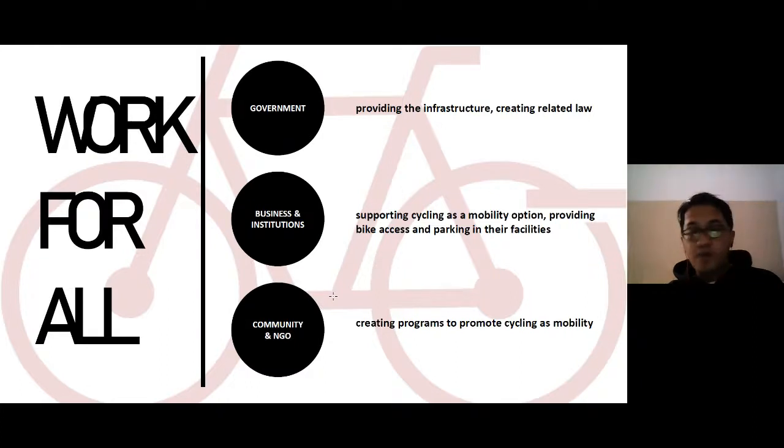Well, it's work for all. The government provides the infrastructure and creates related laws to help the cyclists, and also businesses and institutions support cycling as a mobility option, providing bike access and parking in their facilities, and also communities and NGOs can create programs to promote cycling as mobility. So it's basically work for all. If just one part works, it won't happen. It's work for all.